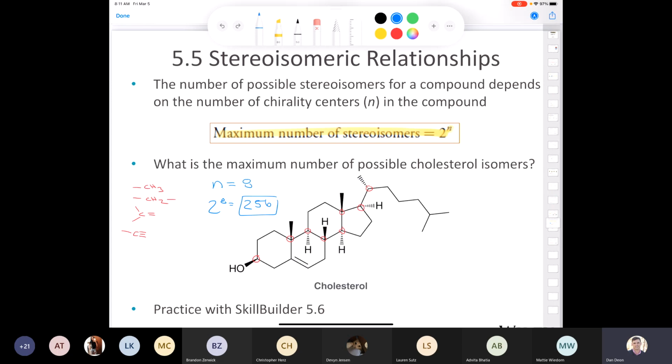Now, our bodies only make this one compound. We only make this one stereoisomer. So you can see how the body is pretty good at synthesizing chiral compounds and asymmetric centers.